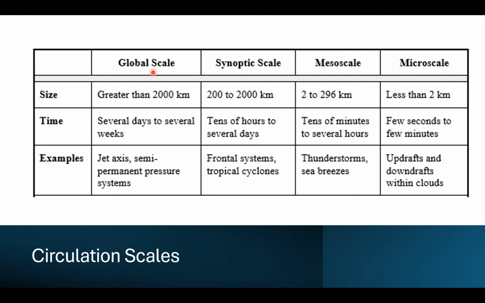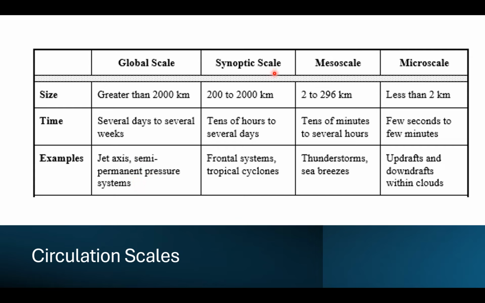Now, for the global scale, the size of the global scale is greater than 2,000 kilometers. The time frame that the global scale covers is several days to several weeks. And examples of the global scale, some of the atmospheric features for the global scale would include your jet stream axis, the semi-permanent pressure systems that we talked about in my last video.